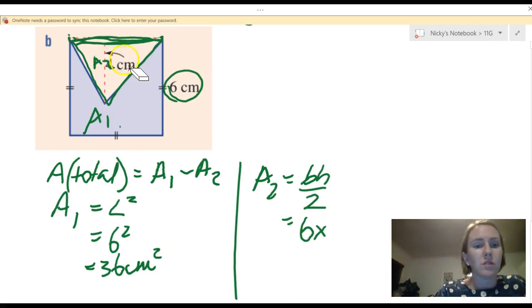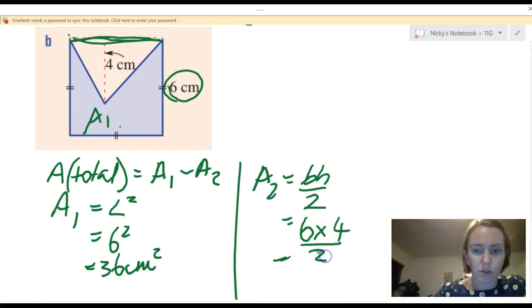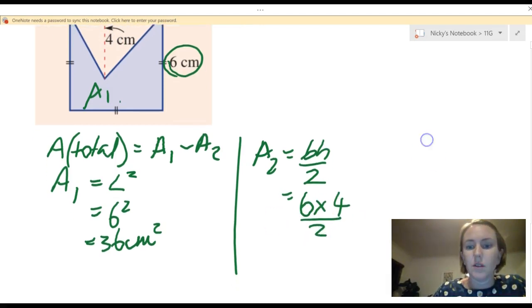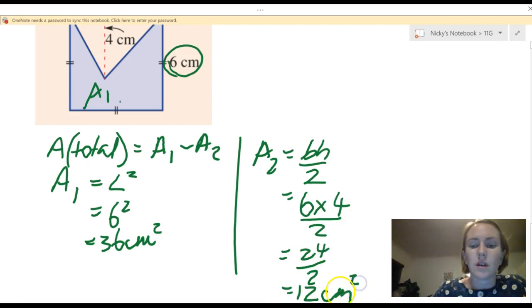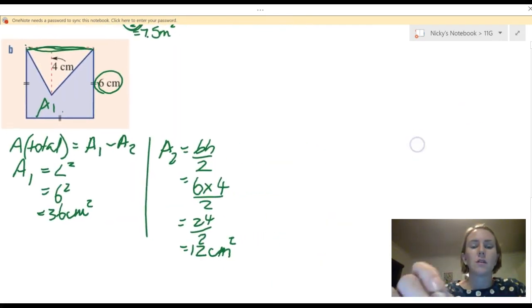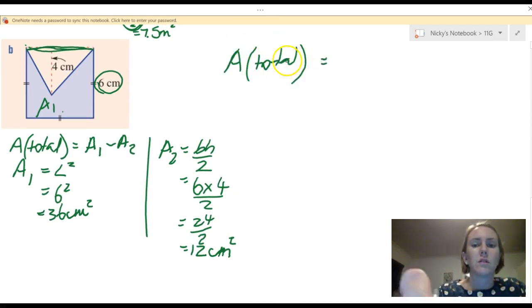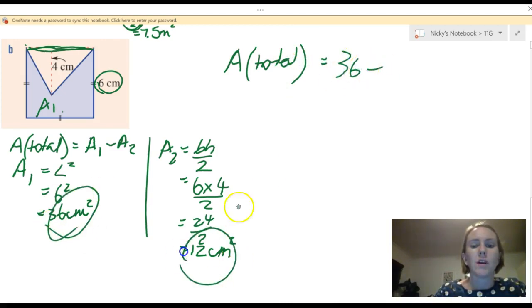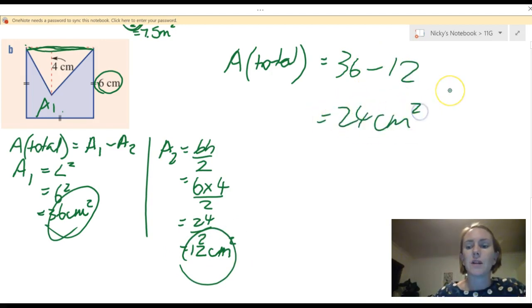My height is listed on there as 4, divided by 2. Don't forget that step, I do that all the time. Okay, so 6 times 4 is 24 divided by 2. So we've got 12 centimeters squared. Okay, so that means we have area total equals 36 take away 12 equals 24 centimeters squared.